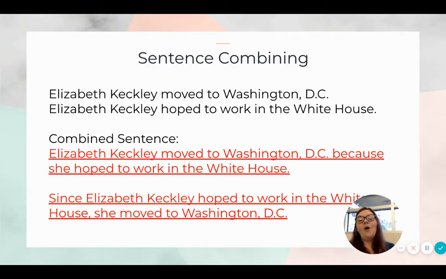So here's an example of two sentences that I may give my students based off of what we've read. Elizabeth Keckley moved to Washington, D.C. Elizabeth Keckley hoped to work in the White House. Now, in my anticipated student response, I'm anticipating the responses I want to see from my students. So these are two possible examples of the work that my students could give me. Elizabeth Keckley moved to Washington, D.C. because she hoped to work in the White House. Or, since Elizabeth Keckley hoped to work in the White House, she moved to Washington, D.C.